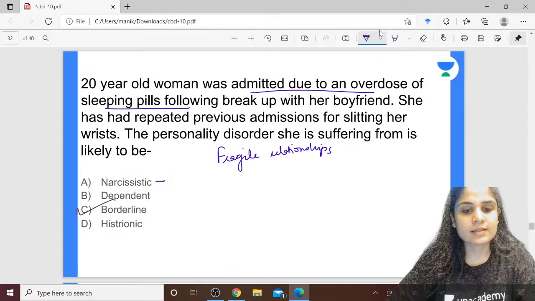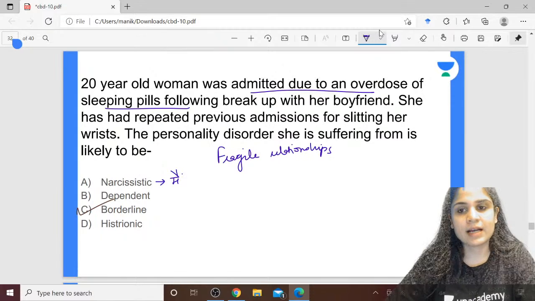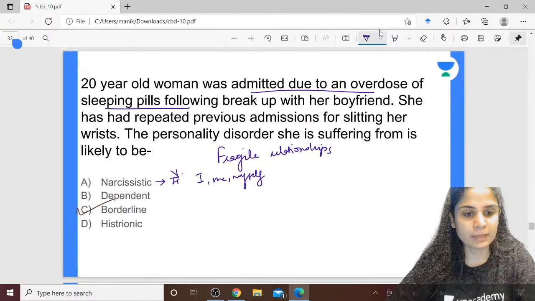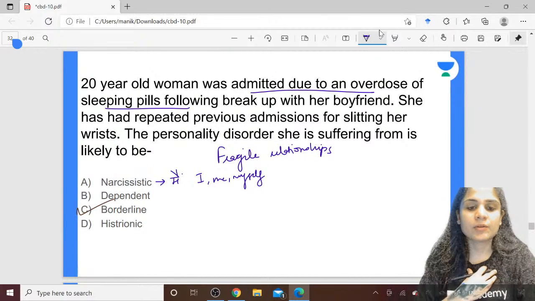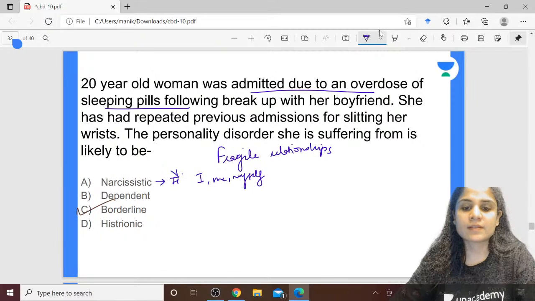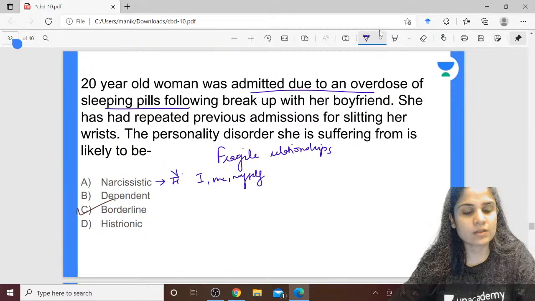Now, what is narcissistic personality? Narcissistic personality is nothing but I, me, myself. Okay, so I, me, myself. Everything is about me. The world revolves around me. So people who think only about themselves and consider themselves as great, even greater than God, are called narcissistic people. Alright.